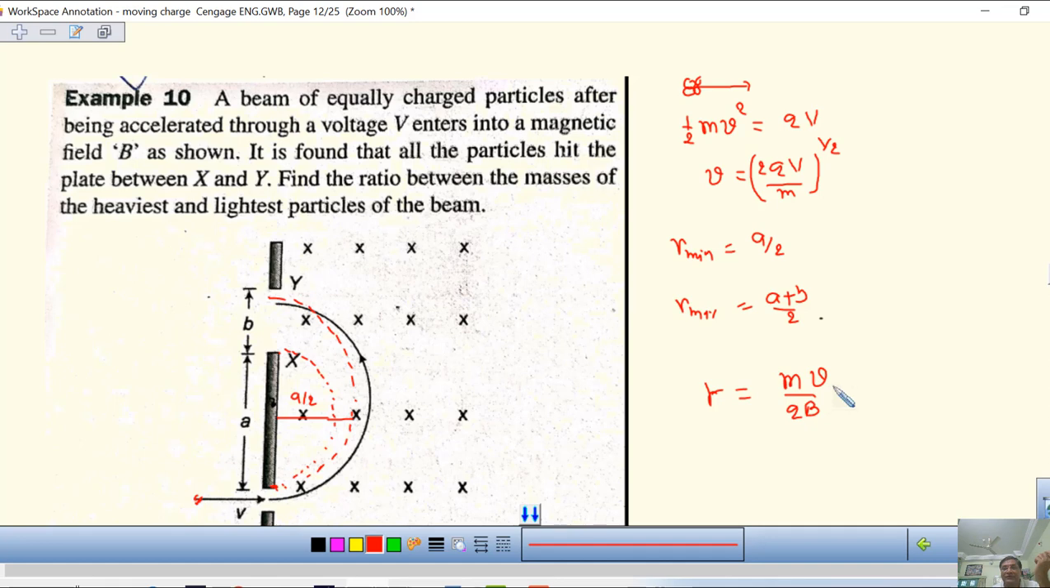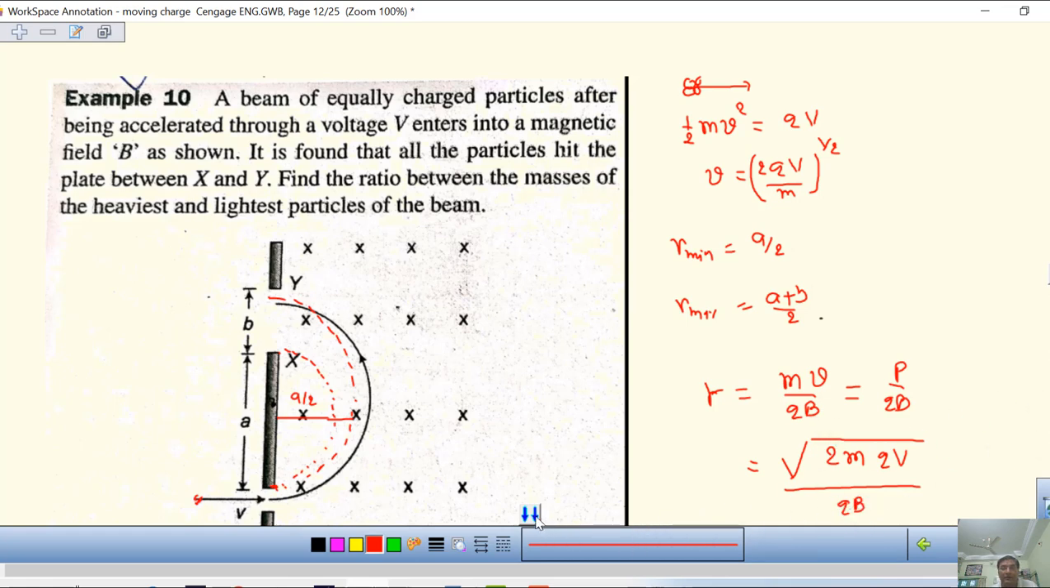Here mass and v both are different, so what do I have to do? I have to write this term mv in terms of capital V. Otherwise both are variables. So we can do it this way: p upon qB, and p means root 2mK, K is kinetic energy, equal to qV, divided by qB.